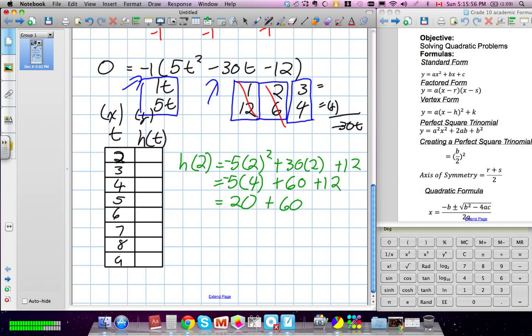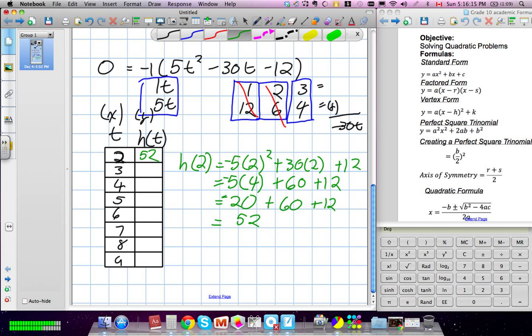Negative 20 plus 60 plus 12. This is clearly going to be a positive number. We're going to get 40 plus 12 is 52. So we're quite high above the ground in this function notation. What I'm going to do is I'm going to jump ahead a little. Okay? I'm going to try 4. So let's go to h at 4.